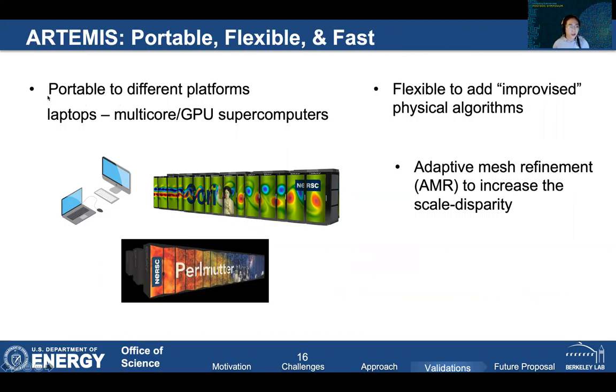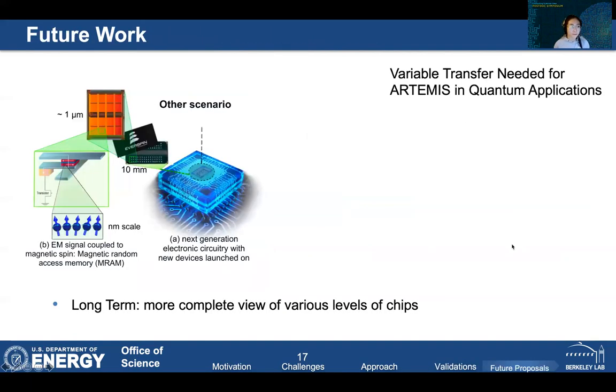This code package, Artemis, adaptive mesh refinement time domain electrodynamics, is portable to different platforms. It can work all the way from laptop to multi-core GPU supercomputers. It is also flexible for the users to add improvised physical algorithms according to specific applications. We're also implementing adaptive mesh refinement to address the scale disparity.